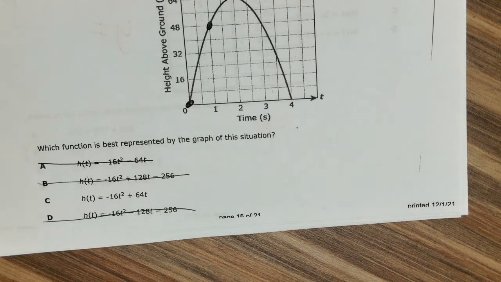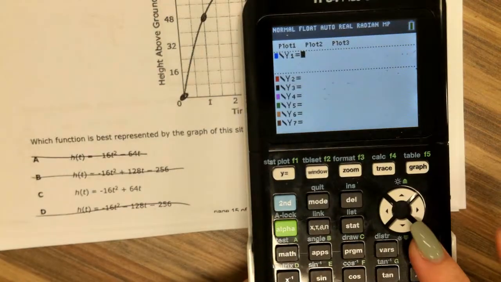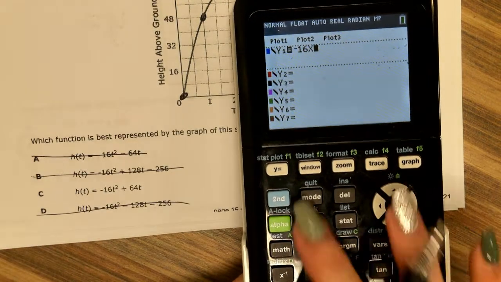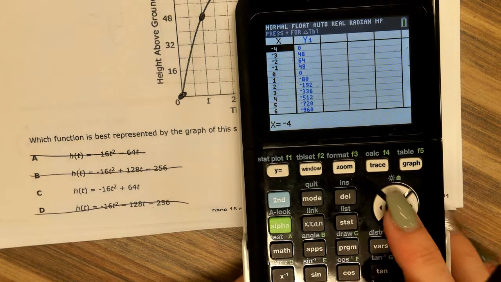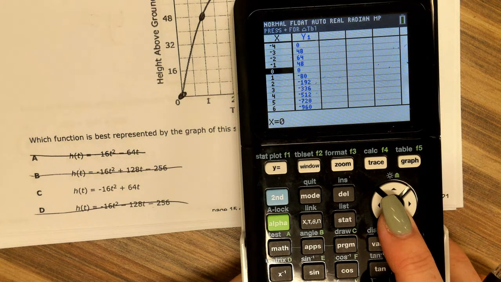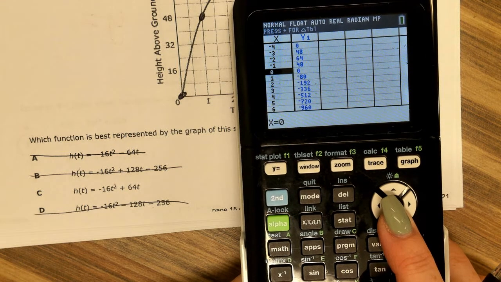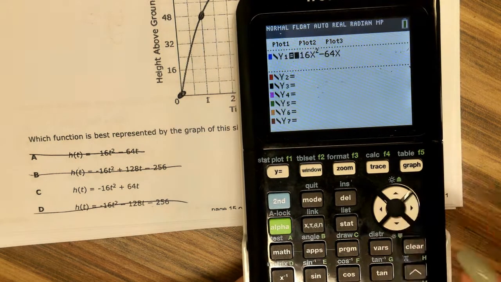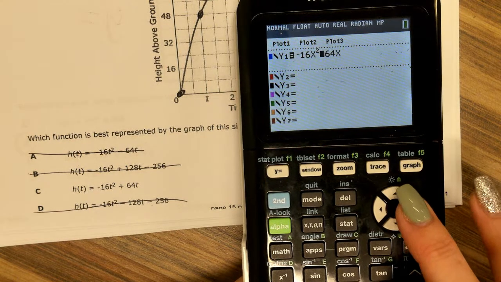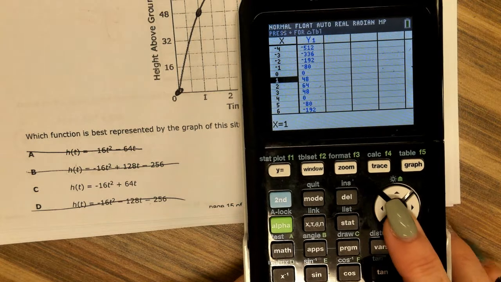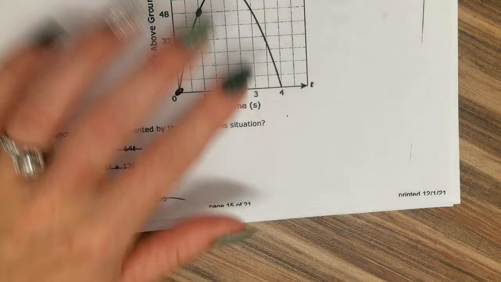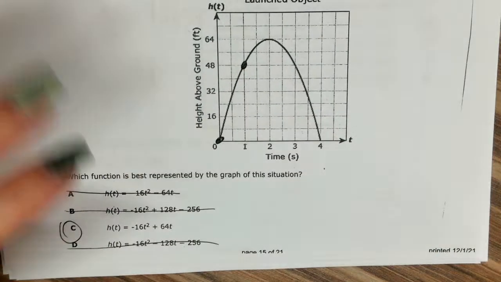So it has to be C, but I'm going to go show y'all. So I go to C, negative 16x squared plus 64x. I go to the table. Did it pass through 0, 0? Yes. I knew it. I was like, that one should be right. Okay, and then 1 passes through 48, and so that was the answer.